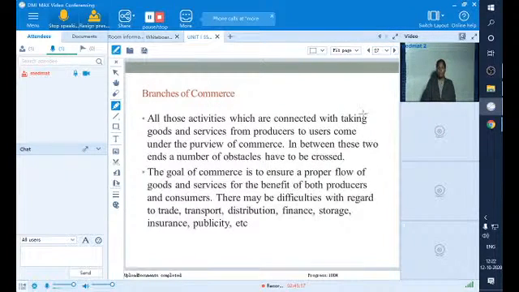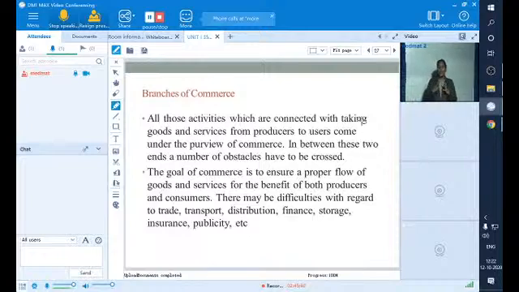Next one, branches of commerce. What are the branches of commerce here? All those activities which are connected with taking goods and services from producers to users come under the purview of commerce. What is commerce? We take the goods from one place and sell them in another place, so we are connecting different places.